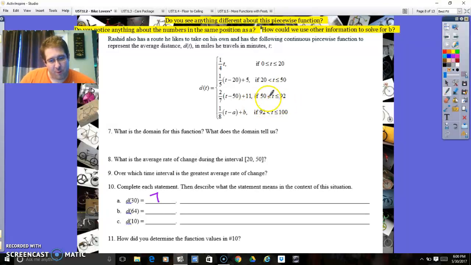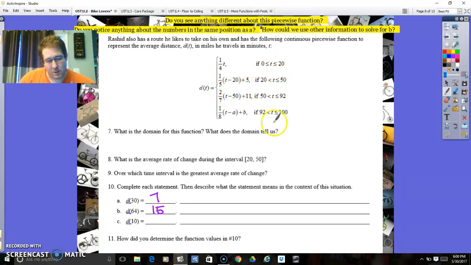If I put 64, first of all, I have to use this piece because 64 isn't between 0 and 20. Isn't between 20 and 50. 64, just put it into this equation. 64 minus 50 is 14. 2/7 of 14 is 4. 4 plus 11 is 15. So that means after 64 minutes, they have traveled 15 miles.